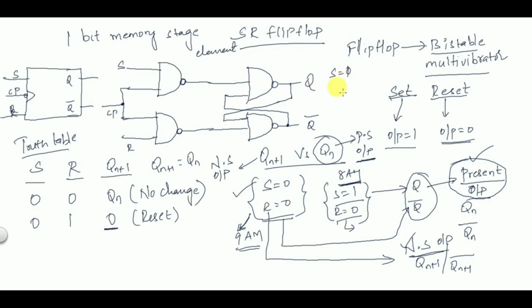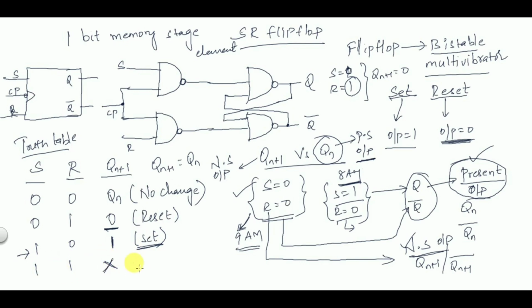When S is equal to 0 and R is equal to 1, which input are you making 1? The reset input. What is reset? Making the output equal to 0. So Qn plus 1 is equal to 0. Similarly, when S is equal to 1 and R is equal to 0, the output is 1, because for the set input you are giving 1. So you are setting the flip-flop, the output is going to be 1, and that condition is called the set condition.